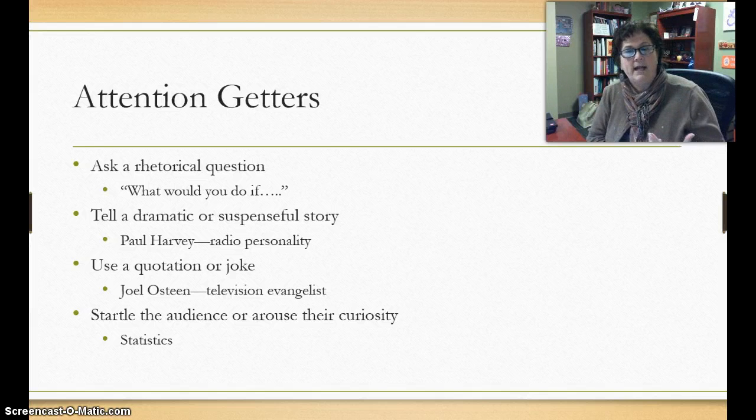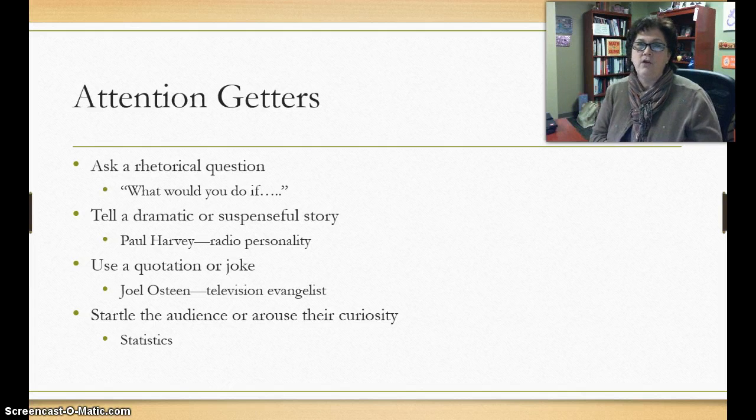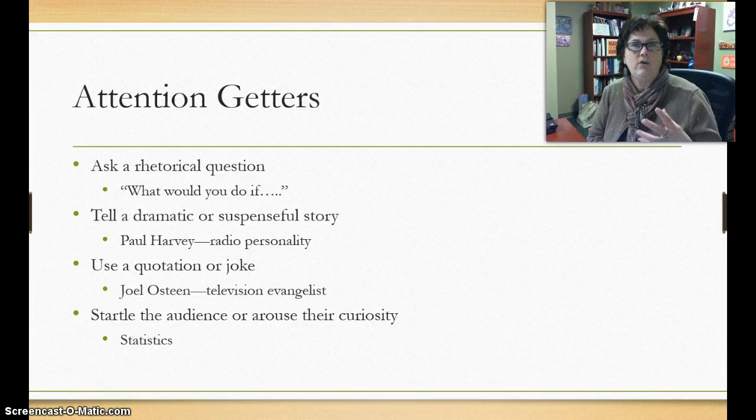You might tell a dramatic or suspenseful story. Some of you may be familiar with the radio personality Paul Harvey. He used to have a segment on the radio that was very, very popular called The Rest of the Story, where he would weave a tale, a very interesting story about someone and not tell you who that someone is, or weave an interesting story about a particular event and not tell you the particulars of what that event was until the very end.